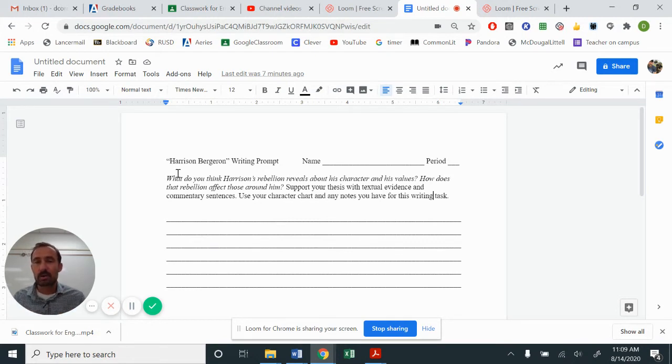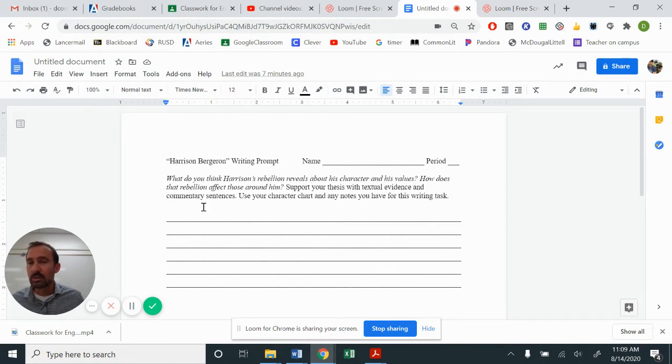So the first part of the question, actually, let me read the whole thing for you first. It says, what do you think Harrison's rebellion reveals about his character and his values? How does that rebellion affect those around him? Support your thesis with textual evidence and commentary sentences. Use your character chart and any notes from this writing task, okay? Looking at the very first question, what do you think Harrison's rebellion reveals about his character and values?